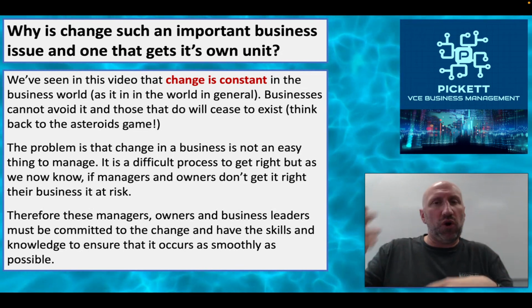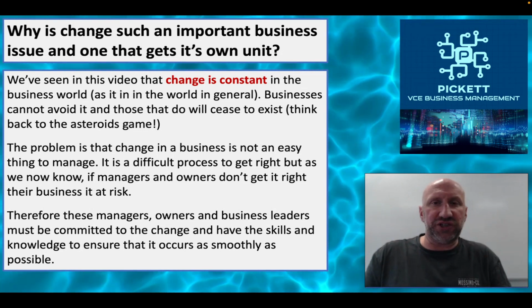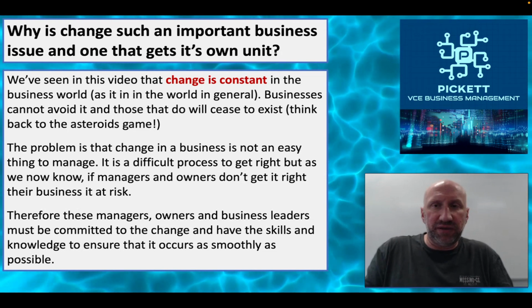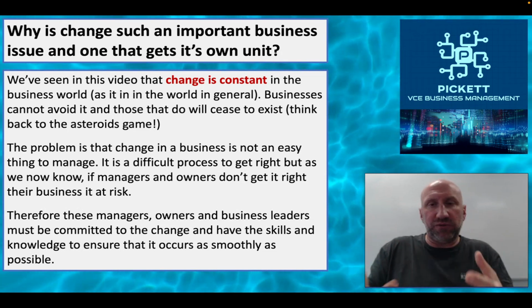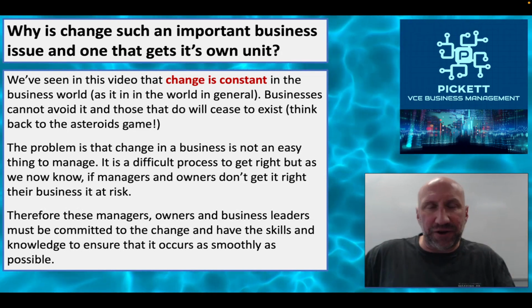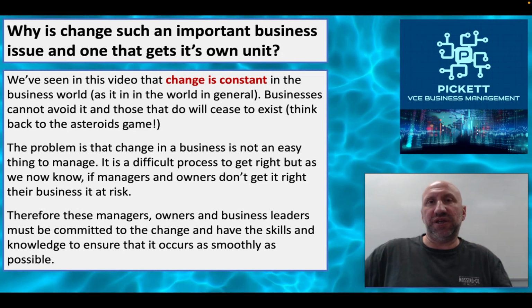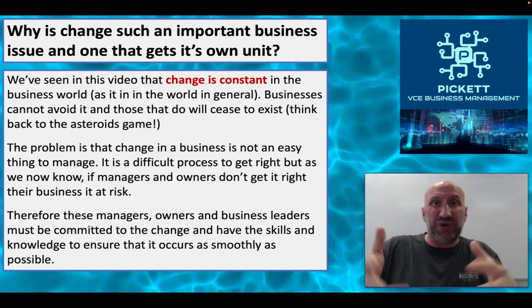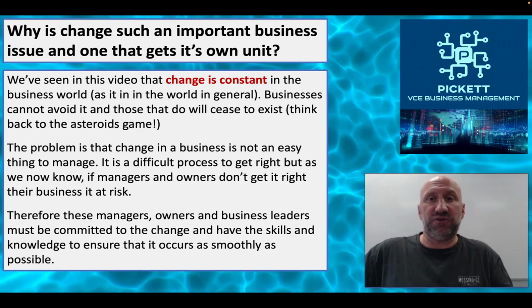In the business world, things are always moving, always changing. And in the world in general, yeah? Because businesses operate in the world in general. Businesses cannot avoid that, okay? And those that do ignore those changes are going to cease to exist.